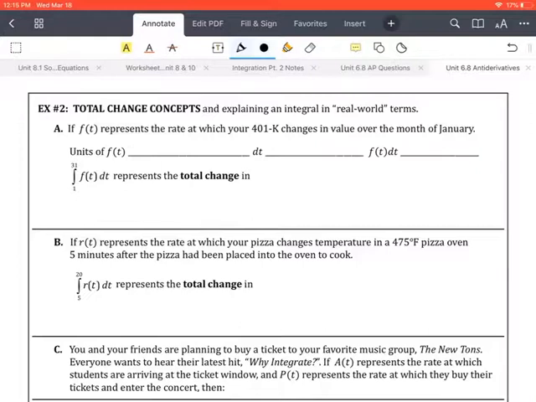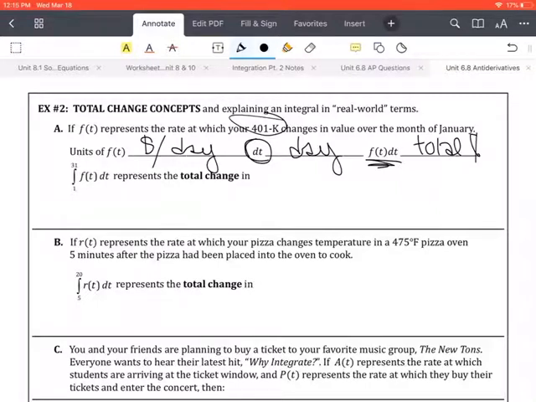So, for example, if f of t represents the rate at which my 401k, my retirement fund, changes in value over the month of January, then the units of my function are probably going to be dollars per day. So it's how much my investment changes per day. The units of my dt, or my variable of integration, is day. So you can think of that dt as the per part of my integral. F of t dt therefore means total dollars, because it's dollars per day times day, or total dollars. Therefore, the integral from 1 to 31 of f of t dt is the total change in dollars from Jan 1st to Jan 31.